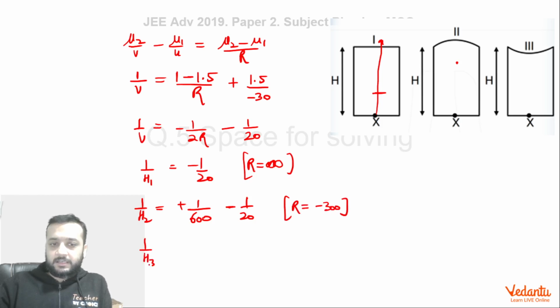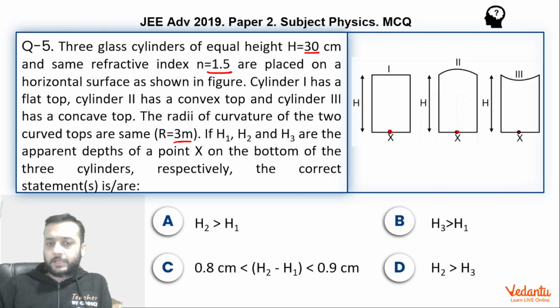And similarly in the third case, if you put R as plus, because the center of curvature will lie above the refracting surface and the ray is also going upwards. So this will become minus 1 by 20. Okay, R is plus 300. Now if you go back to the options, first you have to talk about H2 and H1.